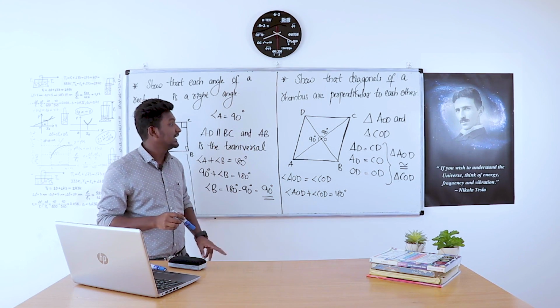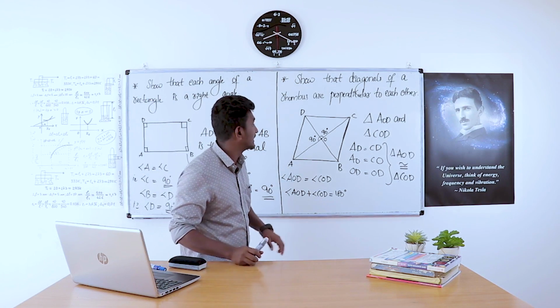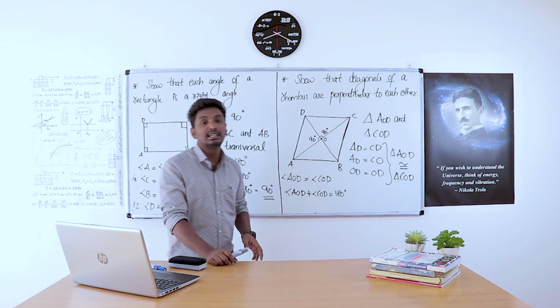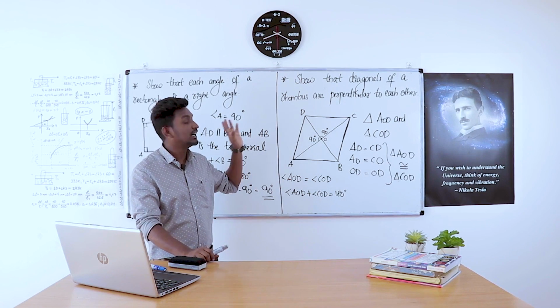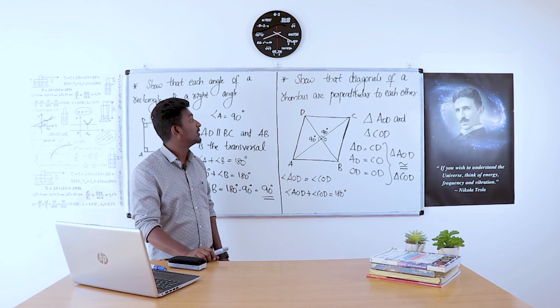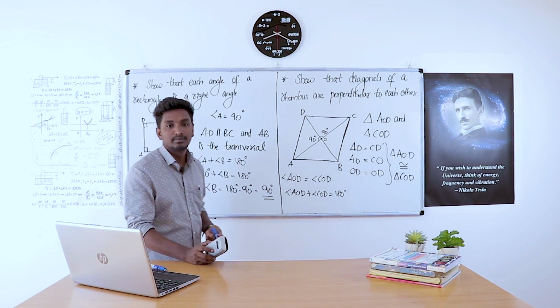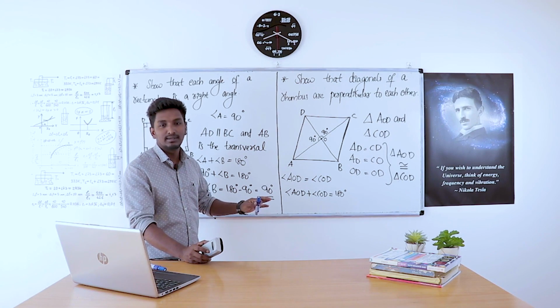If each angle is 90 degrees, then we can say that both the line segments are perpendicular to each other. That means here the diagonals are perpendicular to each other. That we have to prove. Hence, proved. Clear? For a rhombus, diagonals are perpendicular to each other. Both the questions are clear?